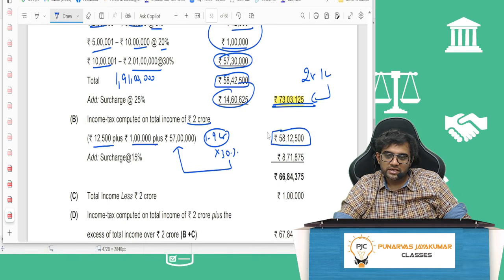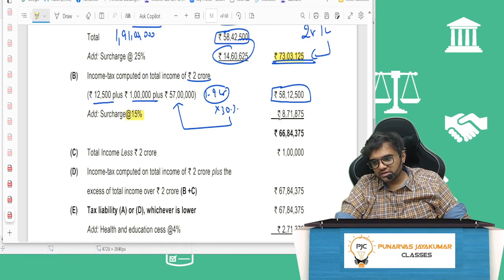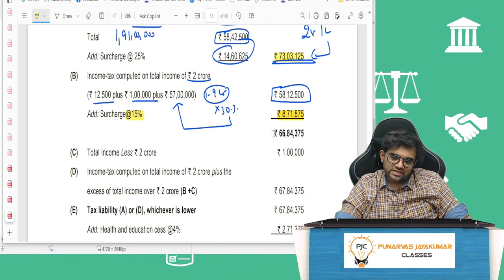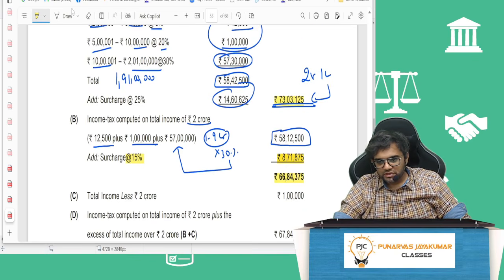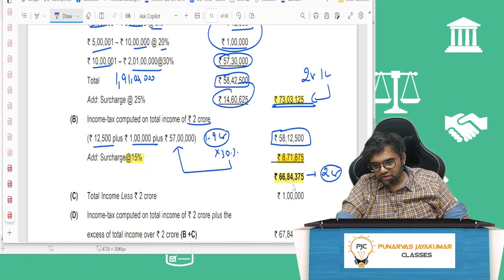But I am earning less than 2 crore, so my surcharge is not 25%. Surcharge will be 15%. So it is 58,12,500 into 15%, which will be 8,71,875. Total 66,84,375. If I earned only 2 crore, I would have had to pay 66,84,375.